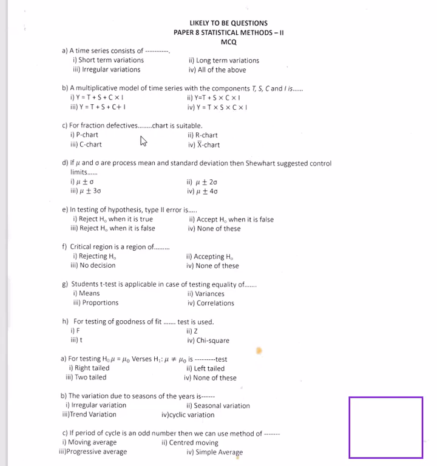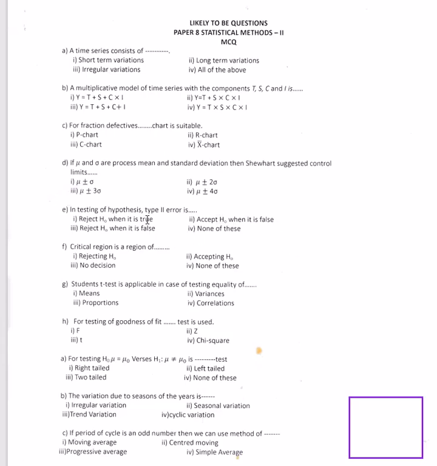For fraction defective, see, this is fraction defective, therefore it is a P chart. Mu and sigma are process mean and standard deviation, then Shewhart suggested control limits. So Shewhart's control limits are based on the Z normal values. Therefore, the correct answer to this is mu plus or minus 3 sigma.